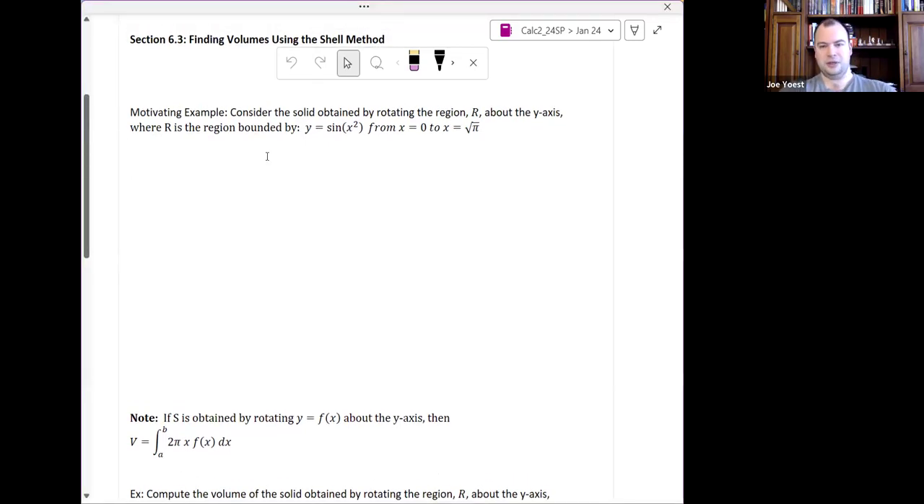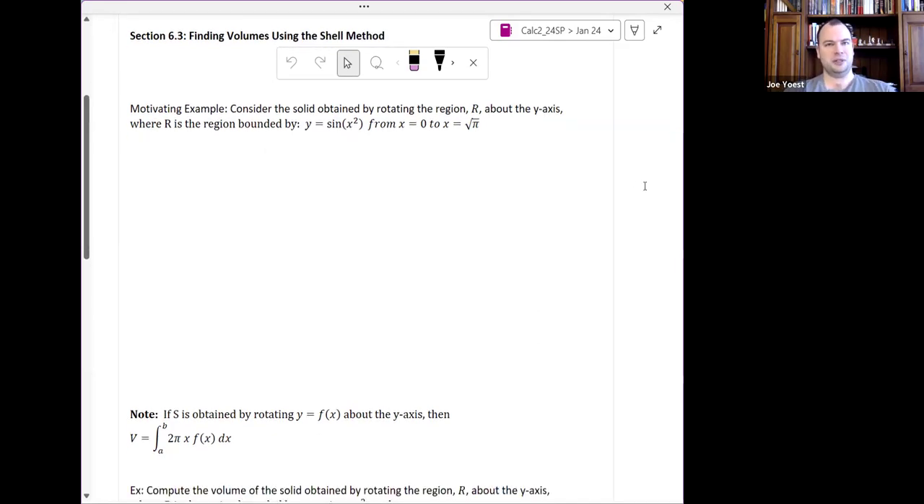So now getting into the main part of the lecture. Finding volumes using the shell method. We talked last time about finding volumes using the disk or the washer method. But what about this shell method? Well, let's consider a solid obtained by rotating a certain region about the y-axis.